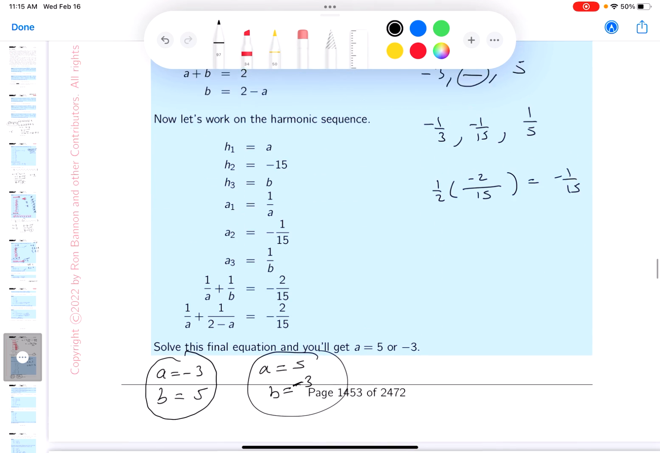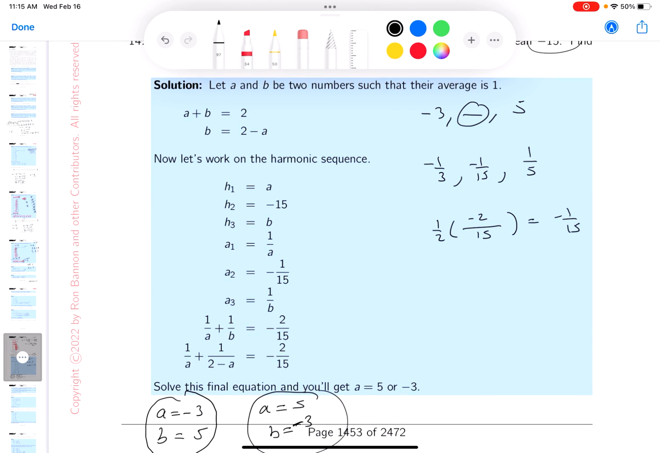Now, I realize somebody's going to argue, well, what if I did the other one? Would that work out as well? It's really the same thing. What do you do? Add the two numbers together and divide by 2. I'm sorry. I misspoke. I got to do the reciprocals first. Sorry about that.